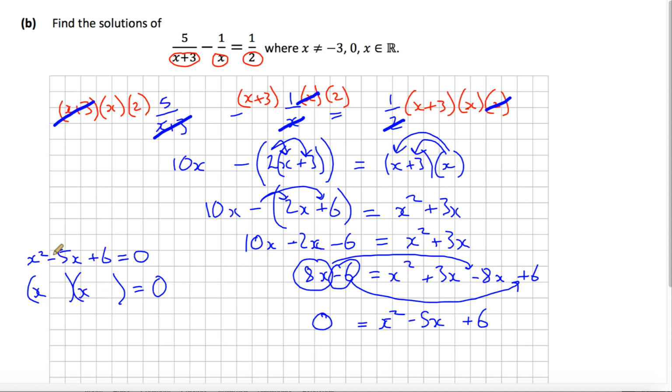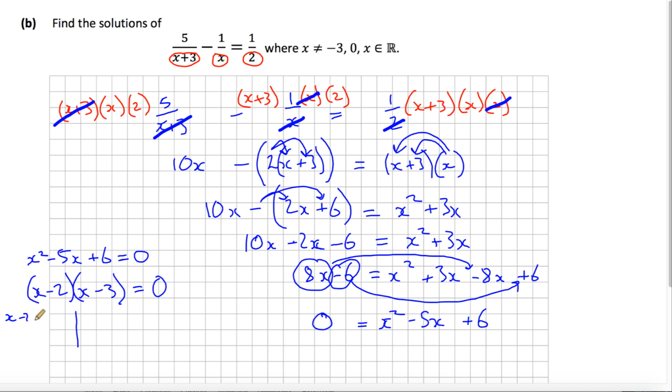So factors of 6 that combine to give negative 5, that would be minus 2 by minus 3. Because minus 2 by minus 3 gives me positive 6. And minus 2 minus 3 gives me minus 5. So minus 2 minus 3. So now I have a bracket by a bracket giving me 0. Well, that means one of the brackets must be 0. So we go split screen.